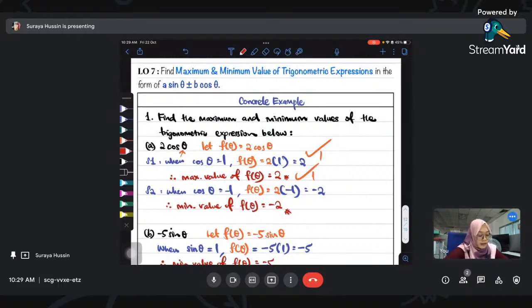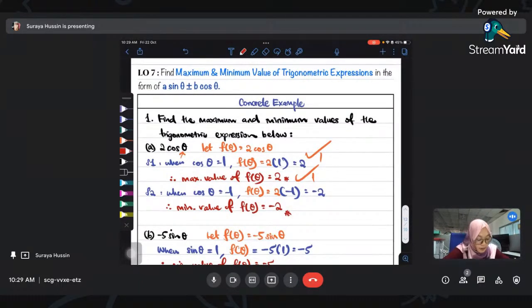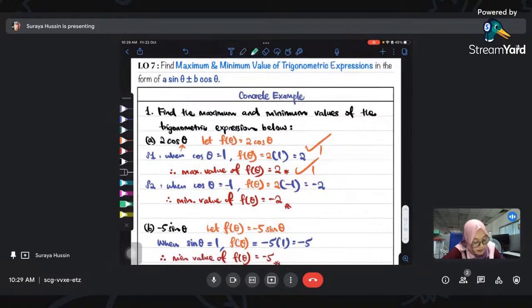So that's it. That is how easy you find the minimum and the maximum value. So basically step 1 dan step 2 ni penting lah. Step 1 ni adalah you kena tulis when cos theta is equals to 1. Okay. Kenapa dia equals to 1?